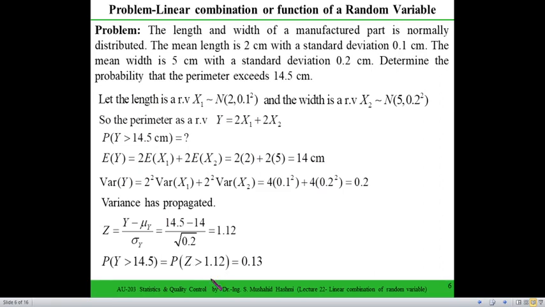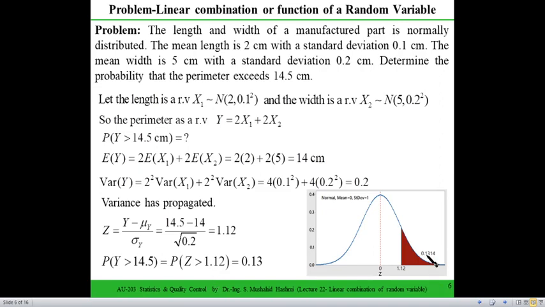So from the table, or from the software also, we can see that 13.14 is the probability that the perimeter would be exceeding 14.5 centimeters. So this is actually the Z value. The corresponding value of 1.12 is actually the 14.5. So when y is greater than 14.5, the area under the curve is 13.14. So that is how we have worked out the probability.